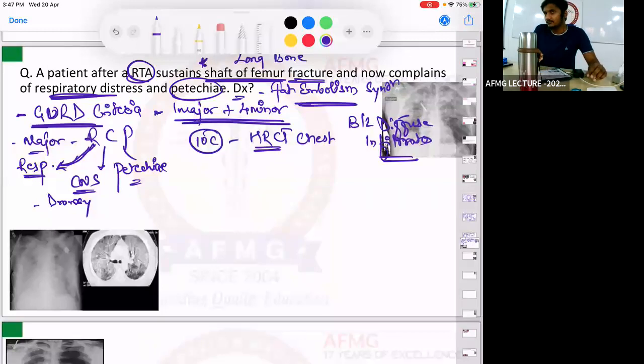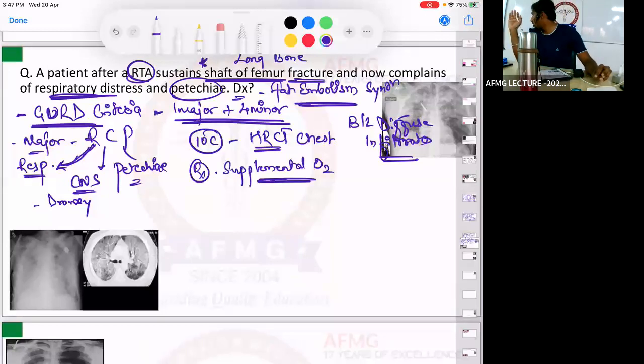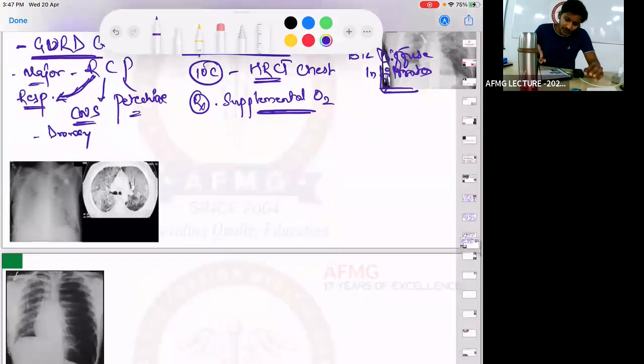Anybody? Treatment, definitely we will give supplemental oxygen. Treatment is what? Supplemental oxygen. No issues with this. Anybody? Fat embolism done. Moving further.